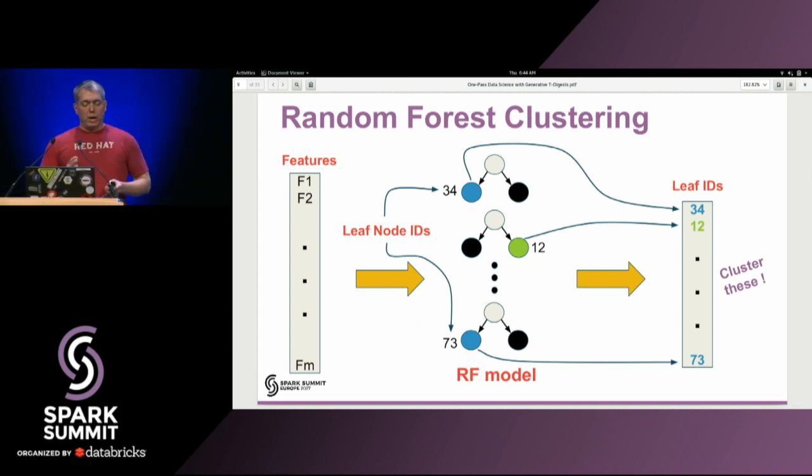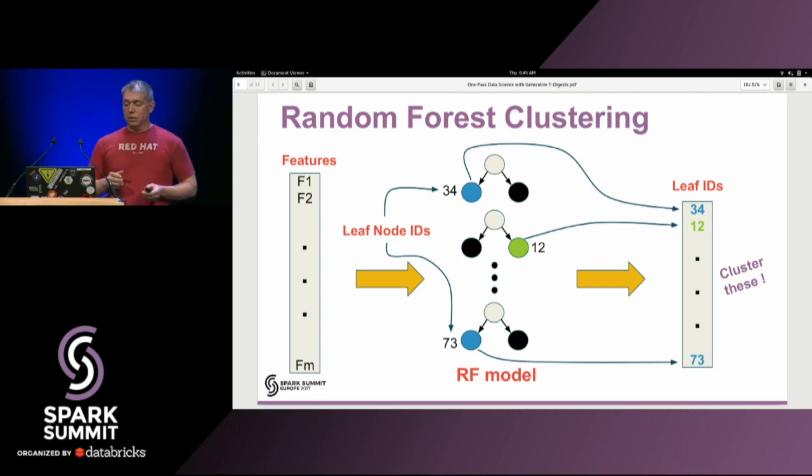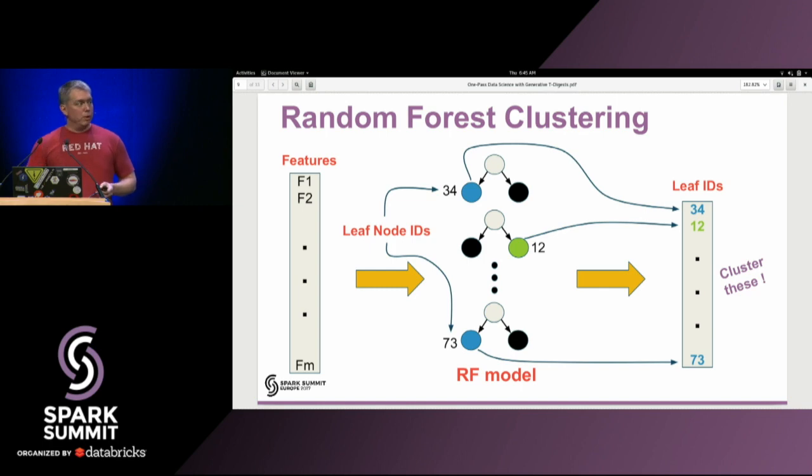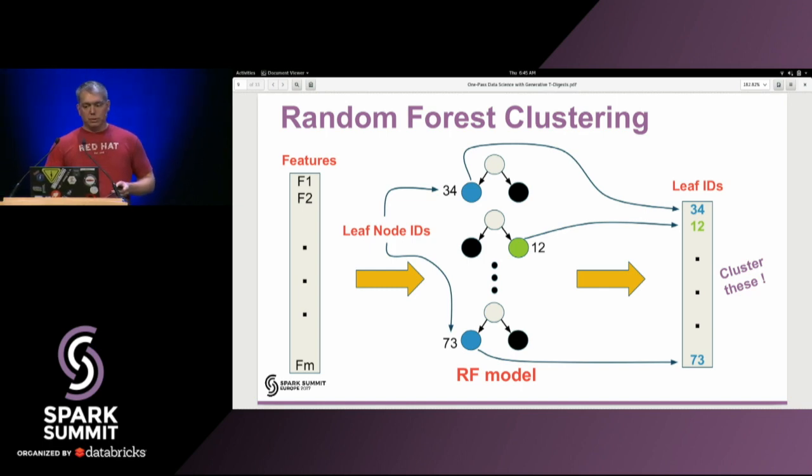And so how you apply this is, income on the left, your actual feature vectors. You feed them through your random forest model, and you keep track of what leaf node each vector lands at for each tree. And you collect those leaf node IDs into a vector like the one on the right here. And the basic trick for random forest clustering is you cluster on that right-hand side in the leaf node space.